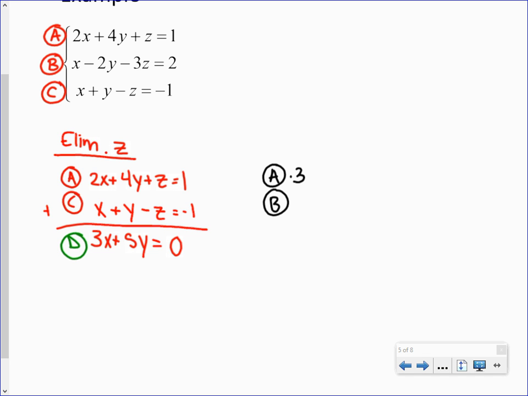So distribute the 3 to everything. That's 6x plus 12y plus 3z equals 3. Probably the most common mistake is to forget to distribute to the number on the other side. That happens all the time. You guys remember these now, don't you? One tiny sign error or multiplication error ruins everything.